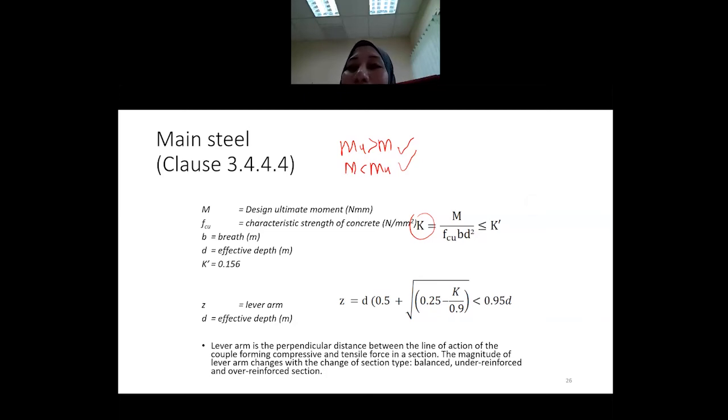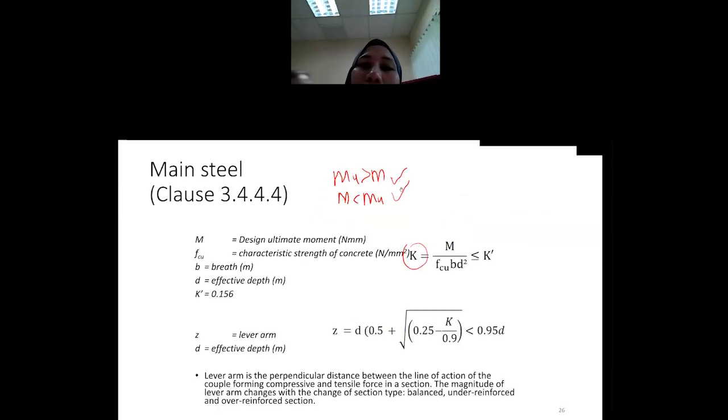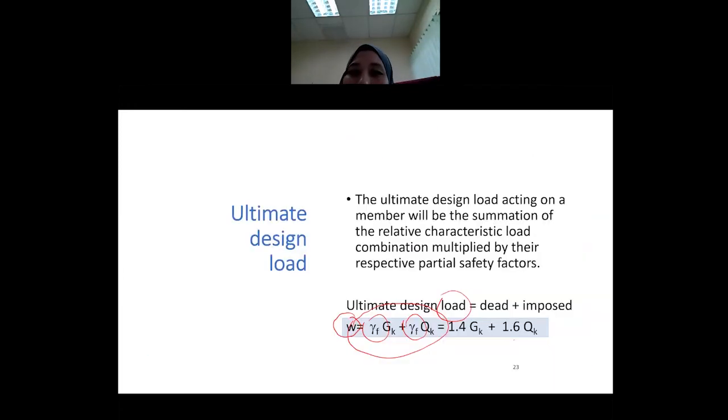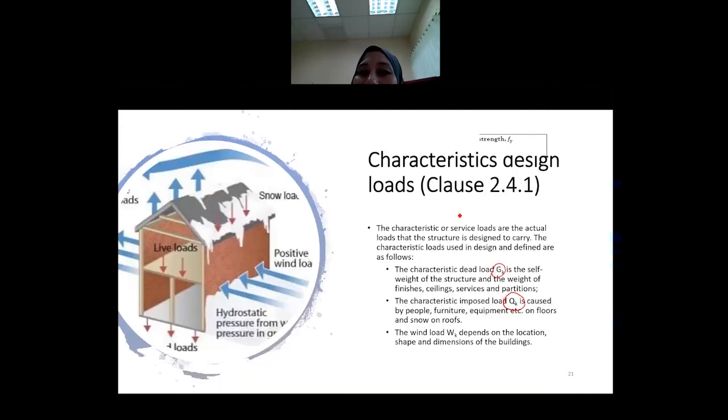Okay. So, K, the formula is equal to M over FCU B D square. So, M ni tadi, kalau you masih ingat, it is ultimate design moment. Okay, and then FCU. Oh, I lupa nak explain. Sorry, I terpaksa ke belakang balik. Okay, you ingat tadi yang I cerita pasal concrete grade ni tadi? Sorry I lupa nak cakap.